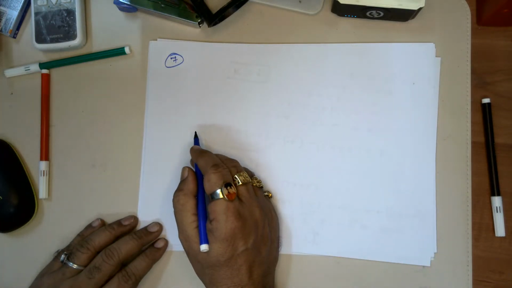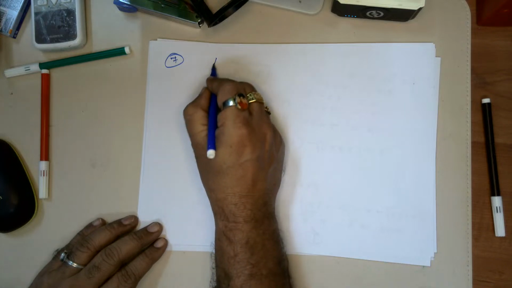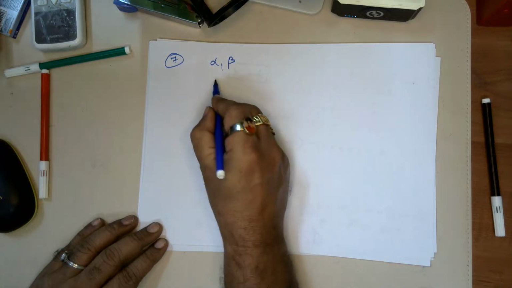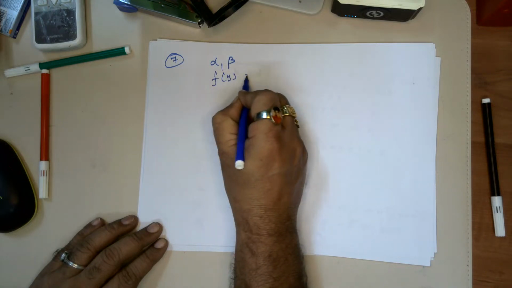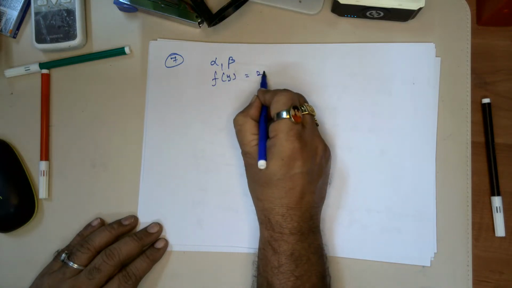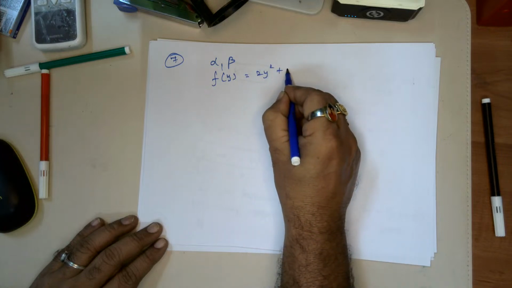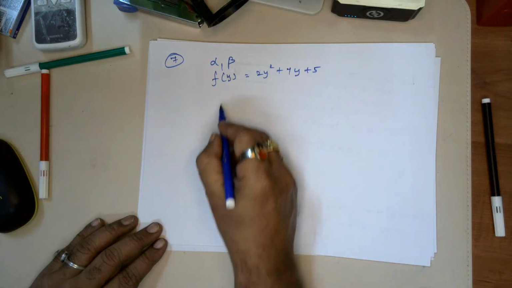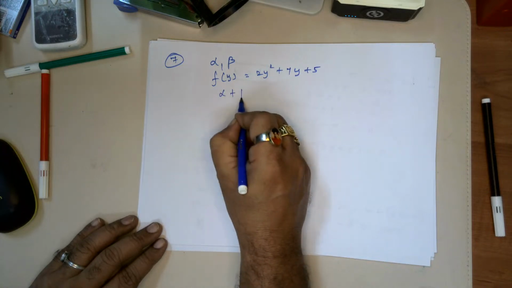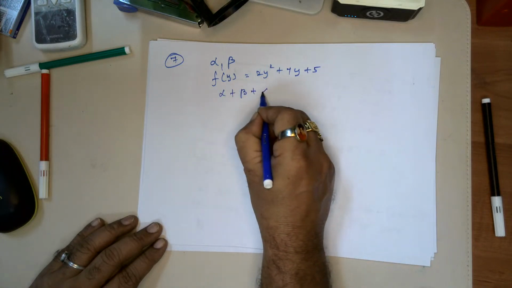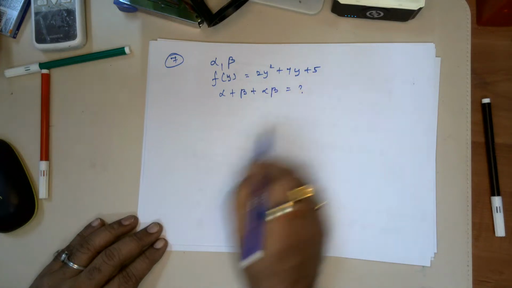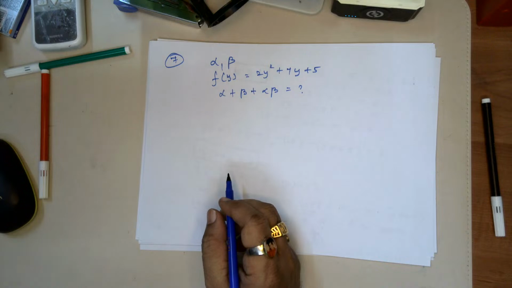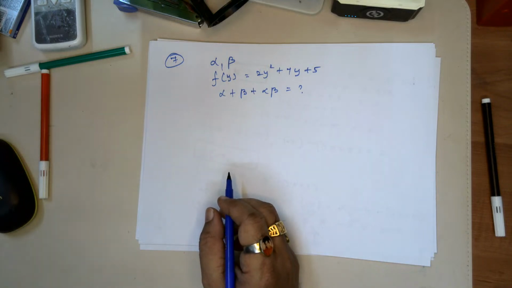If alpha and beta are the zeros of the polynomial, given polynomial f of y is equal to 2y squared plus 7y plus 5, write the value of alpha plus beta plus alpha beta. Okay, so we have to find out alpha and beta, and based on that, we proceed.